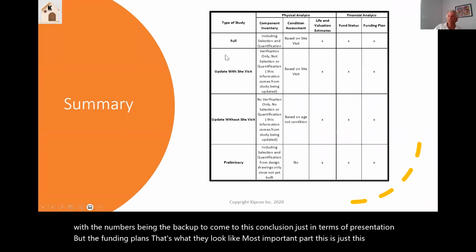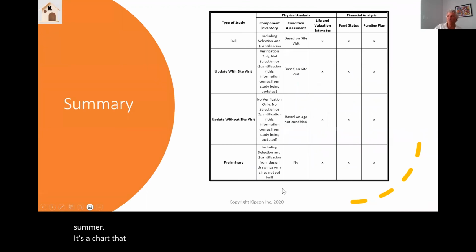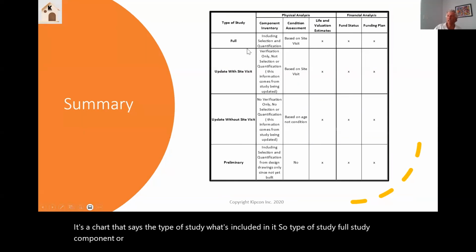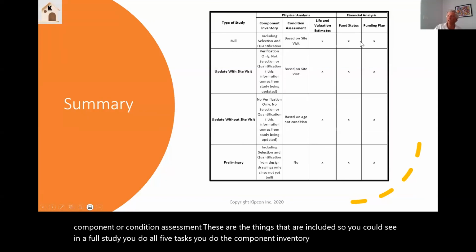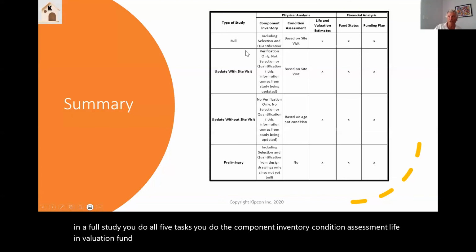This is just a summary. It's a chart that says the type of study and what's included in it. So type of study: full study, component inventory, condition assessment. These are the things that are included. So you can see in a full study, you do all 5 tasks. You do the component inventory, condition assessment, life evaluation, fund status, and funding plan. Because in a full study, you do everything.